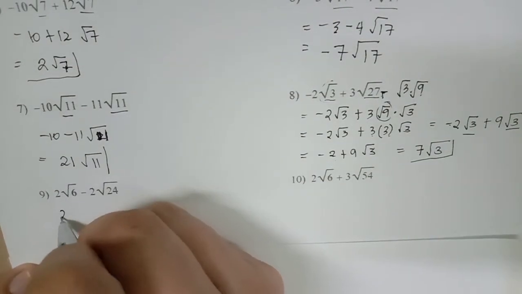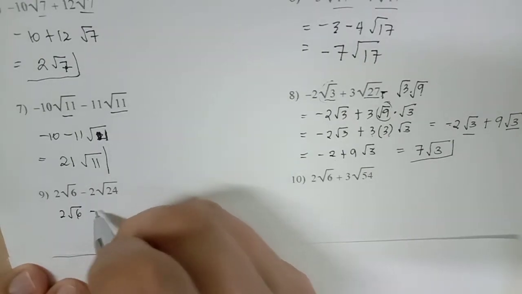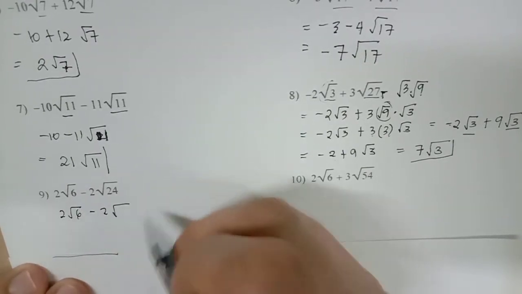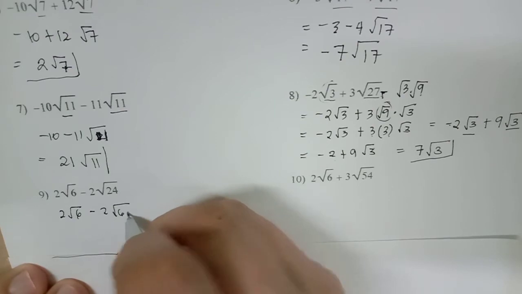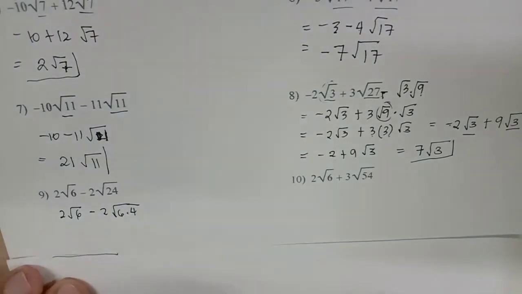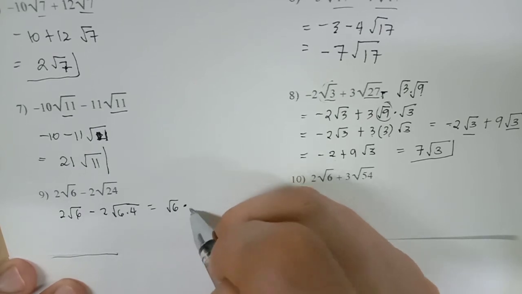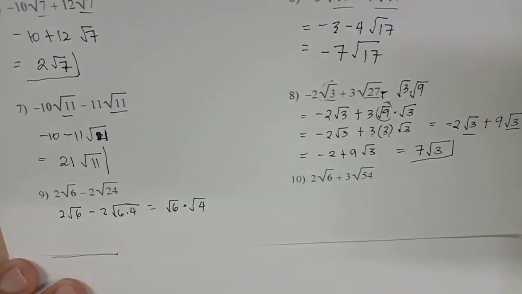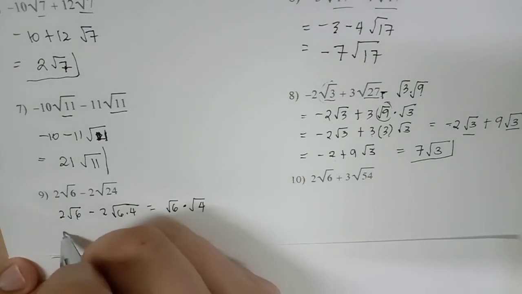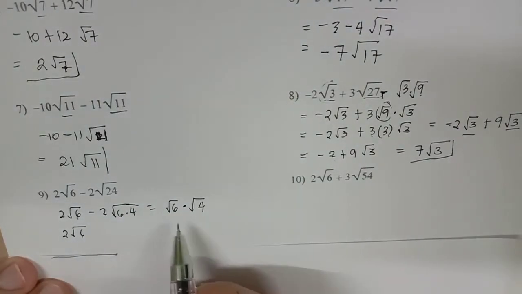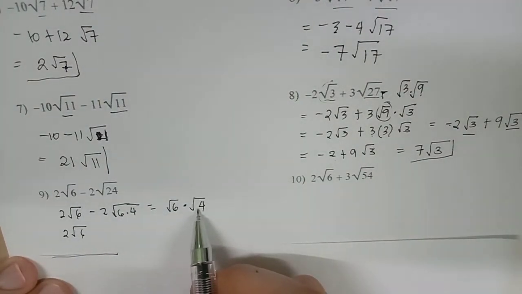Okay? So, we have 2 square root of 6 minus 2. 24 will be 6 times 4. Ayan. Tapos, pwede natin itong paghiwalayin, which is square root of 6 multiplied by square root of 4. Then, copy nyo lang po. Okay? So, labas lang natin si square root of 4.